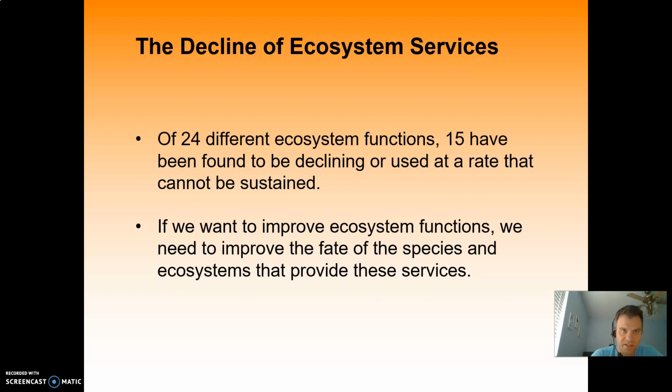The decline of ecosystem services. Of 24 different ecosystem functions, 15 have been found to be declining or used at a rate that cannot be sustained. If we want to improve ecosystem functions, we need to improve the fate of species in the ecosystems that provide these services, because that's how they are all interconnected. So of those 24 different ecosystem functions, of all of the functions that we can think of, 15 are declining and used at a rate that cannot be sustained, and that's not good at all.